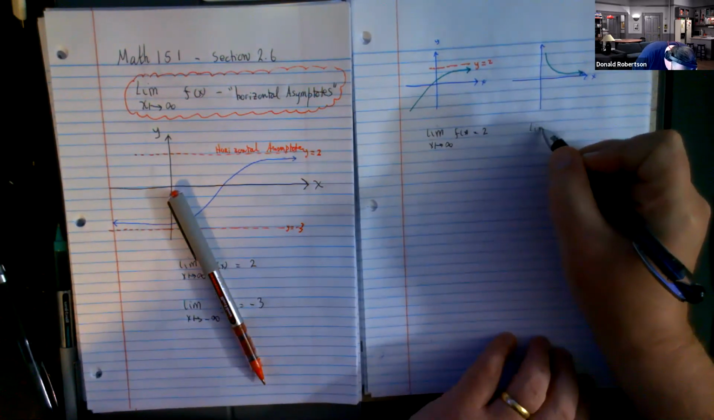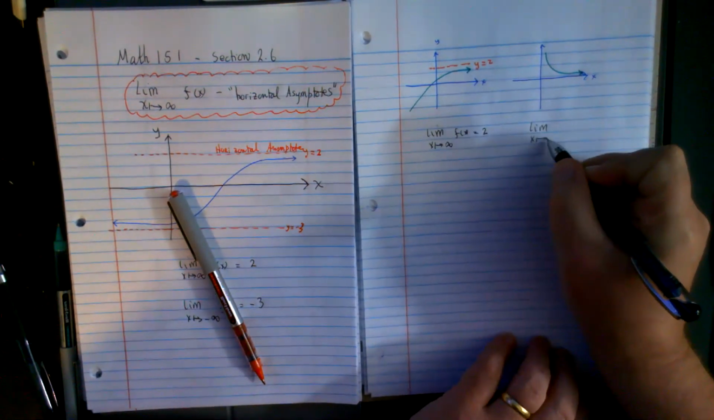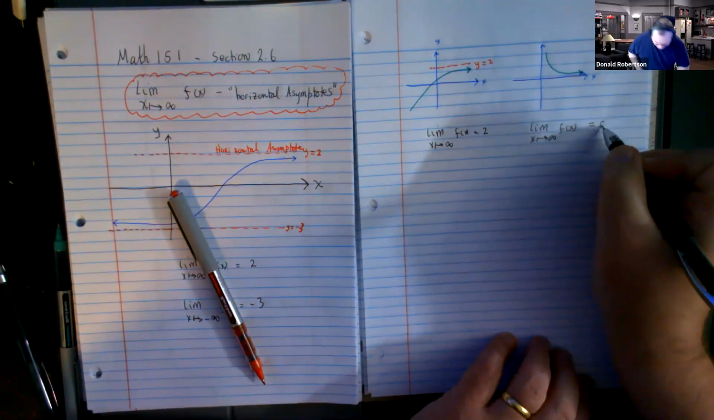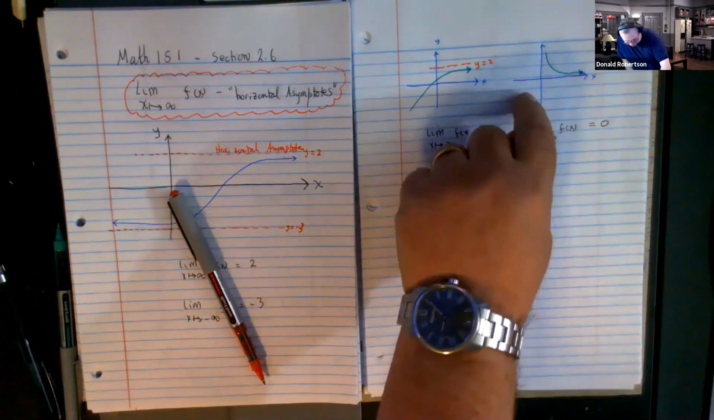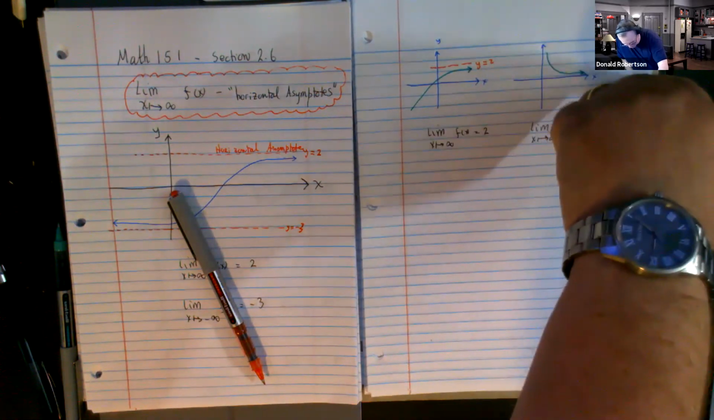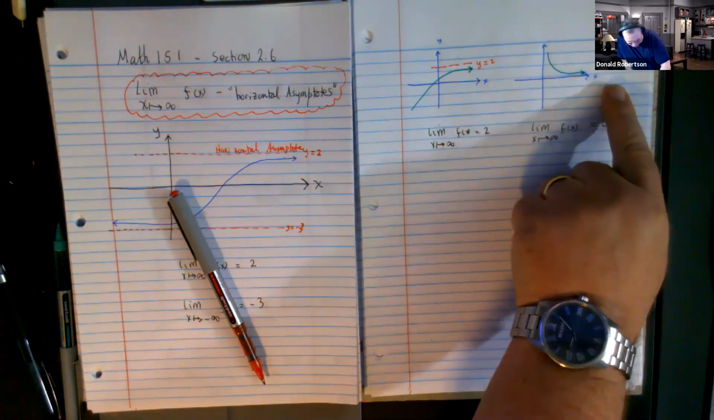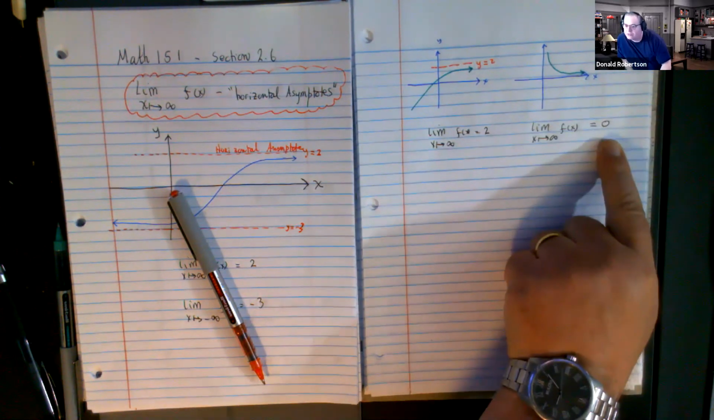This one would be the limit as x tends to infinity of f of x, but this time the limit is 0. If the function, as you travel to the right, that's where infinity lives, over here, gets closer and closer to 0, basically the x-axis.